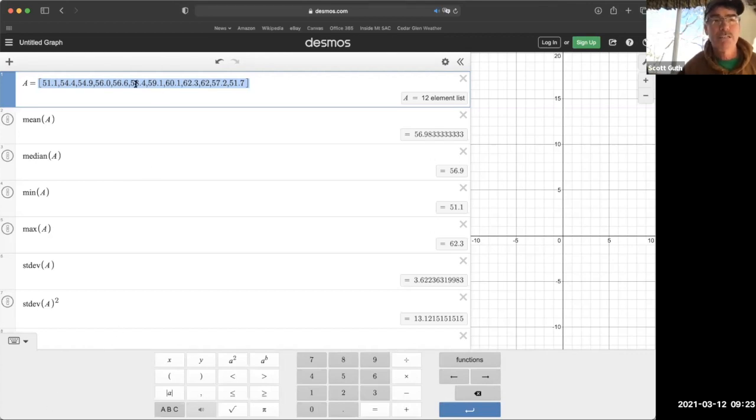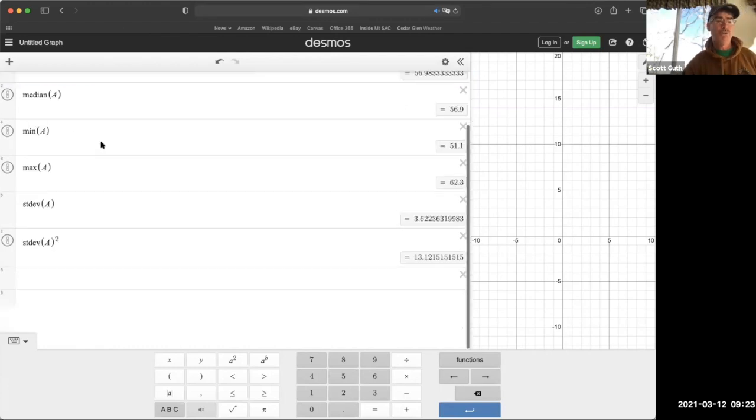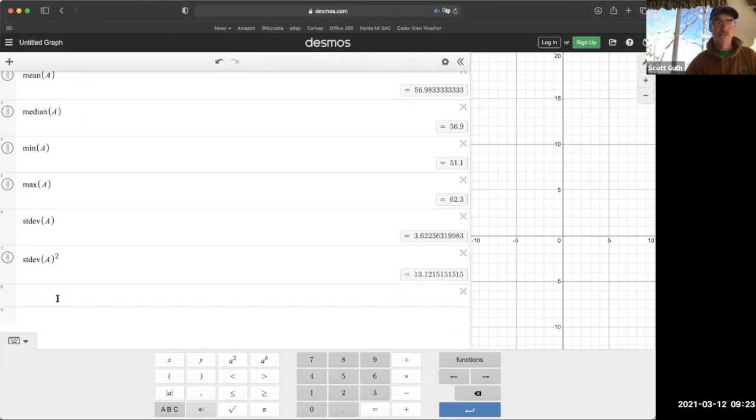But this is our calculator here. You can do normal computations with this as well, with the plus signs and minus signs and multiplication and all that. So let's go ahead and go back here, see if I can figure it out. Okay, one sec.